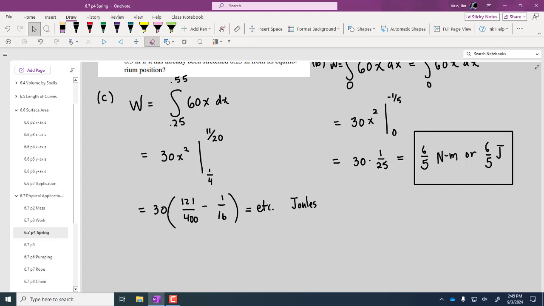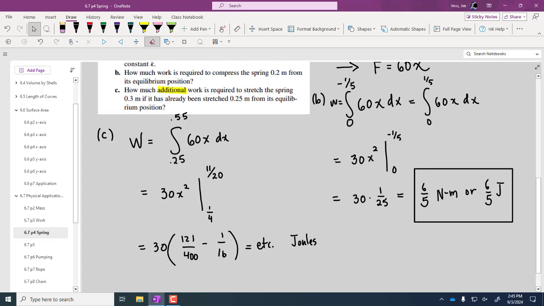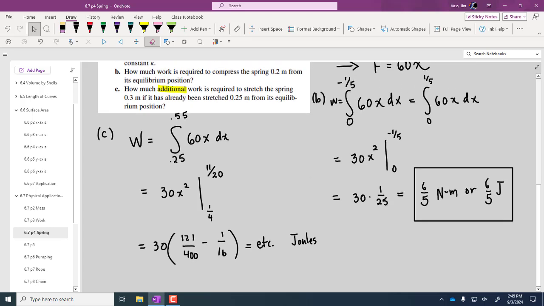Question? Where did the 0.55 come from? That was given, or indirectly it was given. It said it's already been stretched to 0.25. So the spring is at 0.25 meters beyond equilibrium. And then it says we want to go 0.3 more. So we want to go 0.3 meters if it has already been stretched 0.25. You see it? So we're at 0.25 and we want to go 0.3 more, which is going to put us at 0.55. Does that make sense? Yeah.